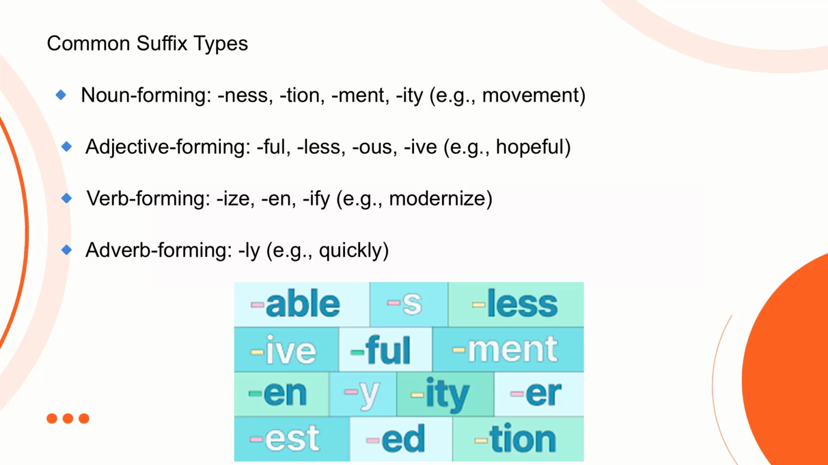Common suffix types. Let's explore the main types of suffixes. Noun-forming suffixes include ness, tion, ment, and ity, like movement. Adjective-forming suffixes include ful, less, ous, and ive, like hopeful. Verb-forming suffixes include ize, en, and ify, like modernize. Adverb-forming suffixes mostly end in ly, like quickly.